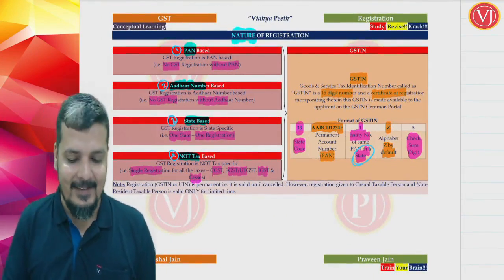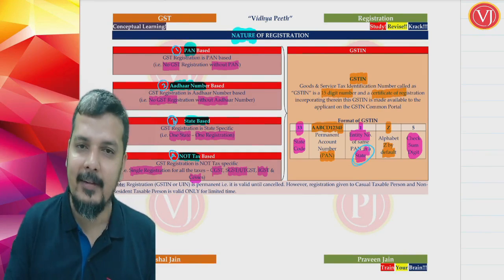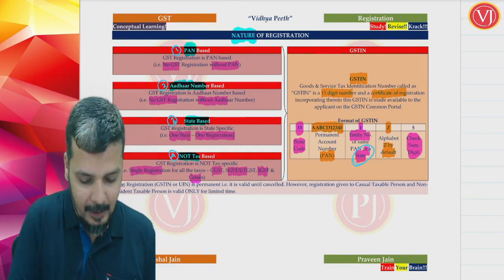Please understand that the GST number, unless it is a special case, is permanent in nature.